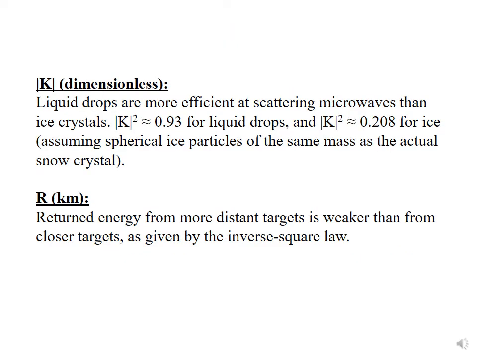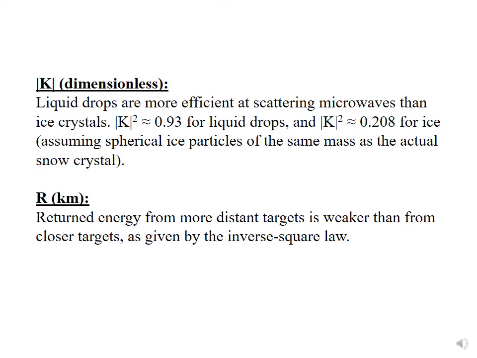So that K, that index of refraction, is essentially a dimensionless constant. And the liquid droplets are more effective at scattering microwaves than ice crystals. So we use a K value or K squared value of about 0.93 for liquid droplets and about 0.21 for ice. And then the radar range in kilometers is that returned energy that we get.